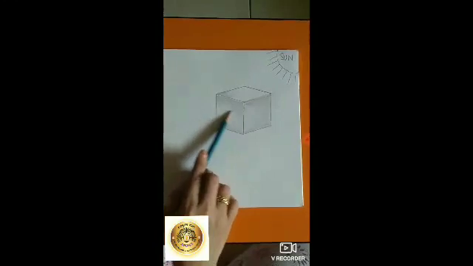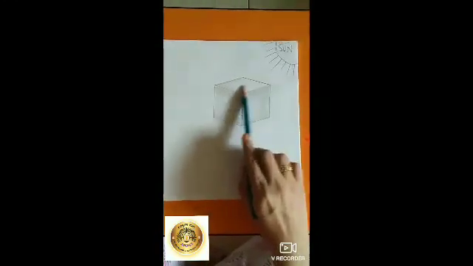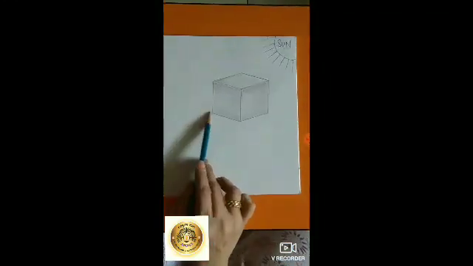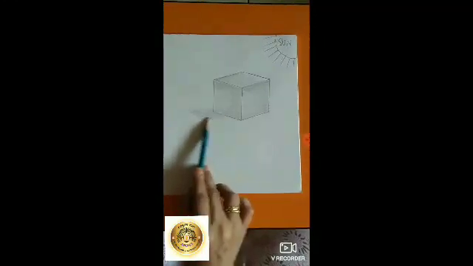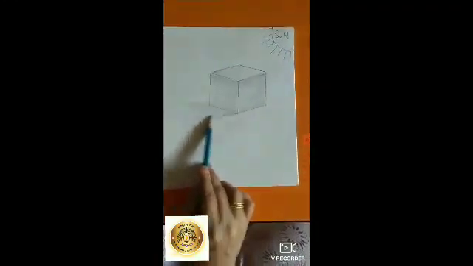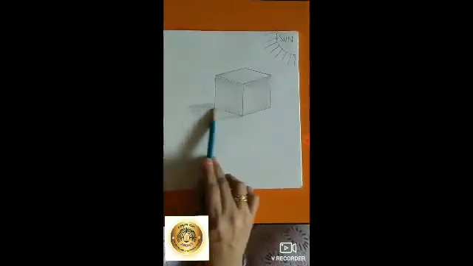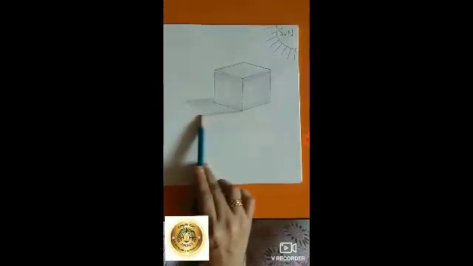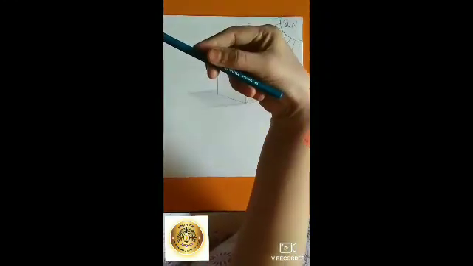Finish the edges. Move the pencil only in one direction, as I am doing. Just follow the video carefully. Now I will make the shadow. The shadow is always opposite to the sun. Now I will use the 4B pencil.